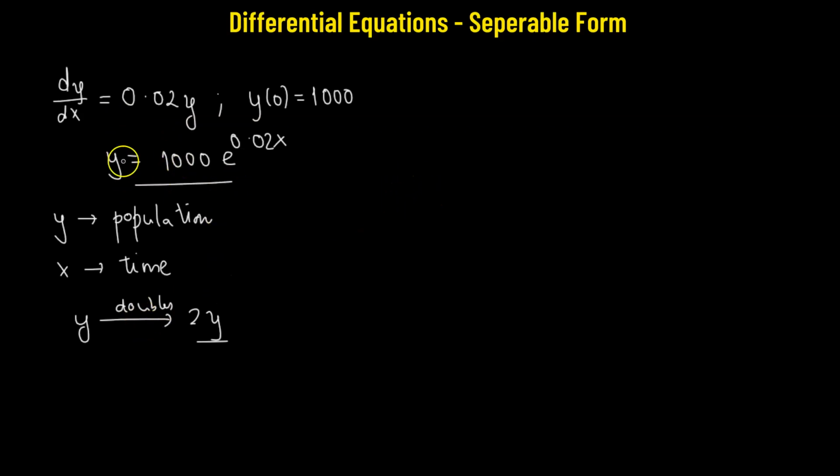Okay, fine. So let's use this solution. We have now, in place of y, 2y. So 2y will be 1000 times e raised to the power of 0.02x. Our goal will be to obtain this doubling time.